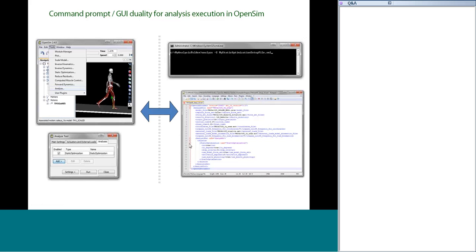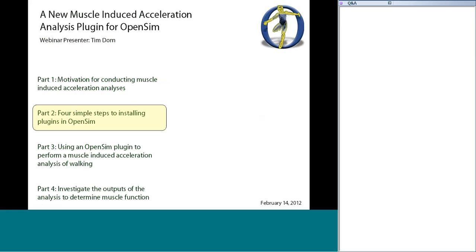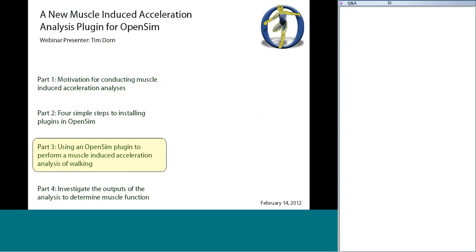So now we've installed the plugin. We know a little bit about why we want to conduct muscle-induced acceleration analyses. So now we're going to use the plugin to perform a muscle-induced acceleration analysis of walking. And we provide an example for you in the examples folder.